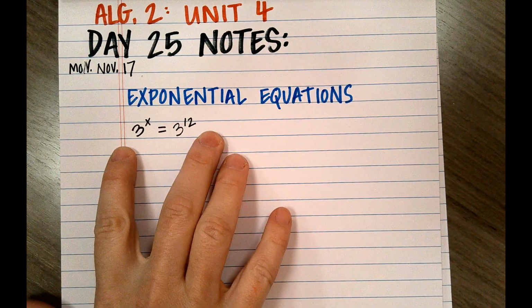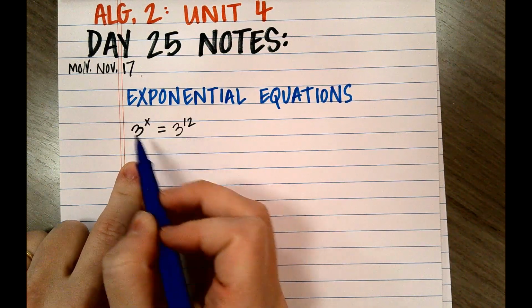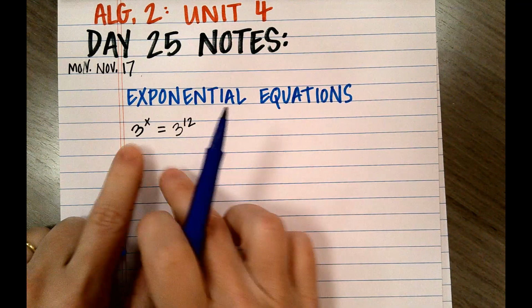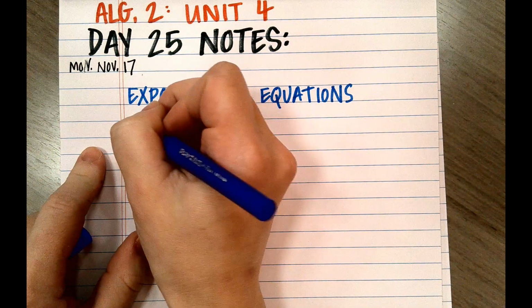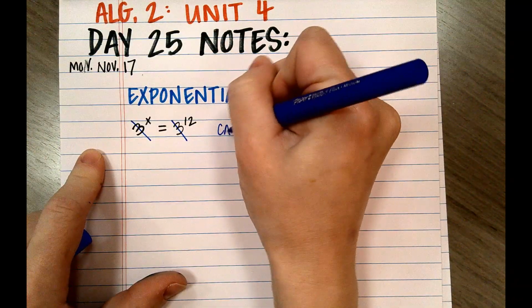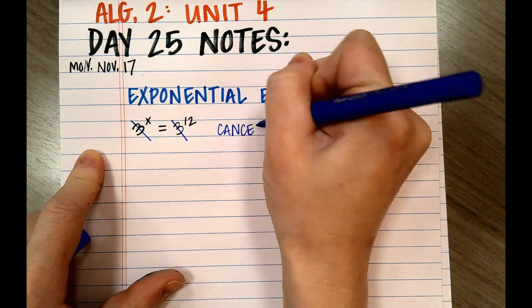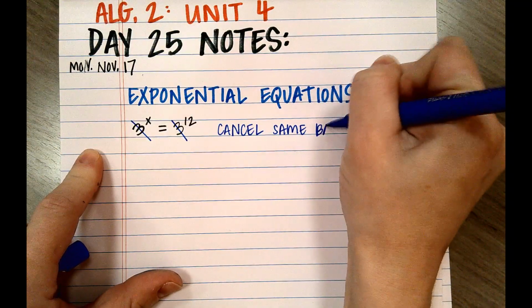So this is the simplest version. We are looking to see if we have bases that match. And in this case, we do. Our bases, the big numbers, are both 3. When the bases are the same, we cancel them out. So cancel same bases.